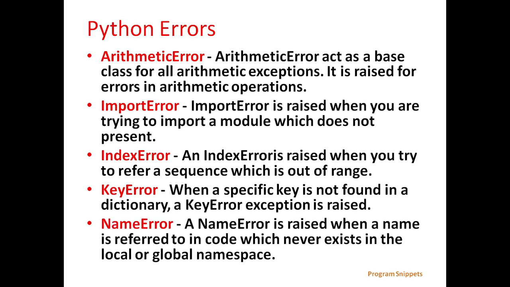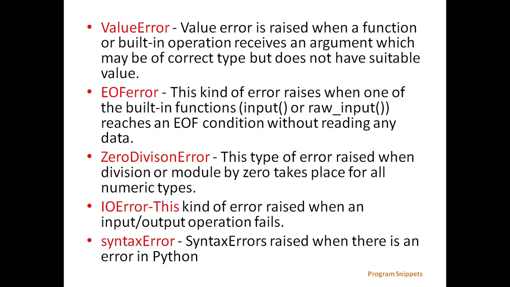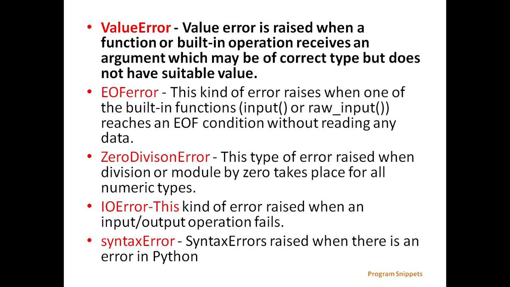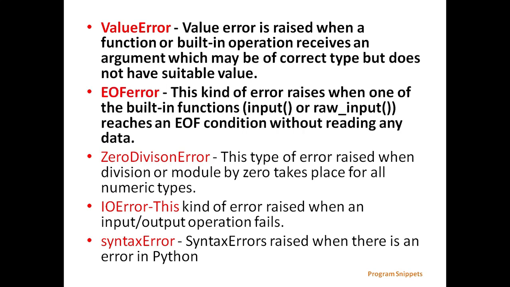Name error. This error is raised when a name is referred to in code which never exists in the local or global namespace. Value error. This error is raised when a function or built-in operation receives an argument which may be of the correct type but does not have a suitable value. EOF error. This kind of error arises when one of the built-in functions, that is input or raw input, reaches an EOF condition without reading any data.